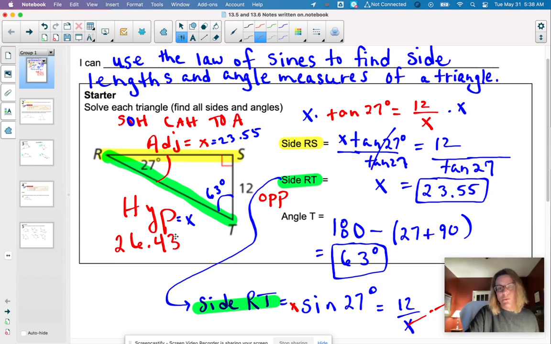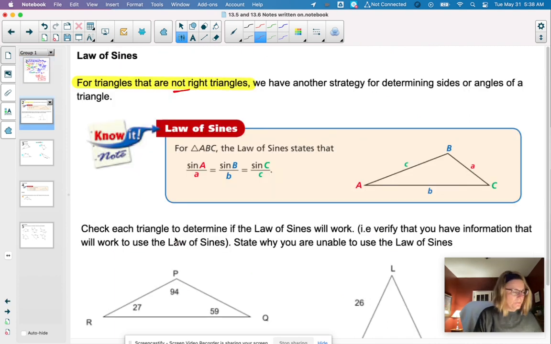So that's a review. You can use SOH-CAH-TOA when we have a right triangle. In today's lesson, in Law of Sines, what we're going to talk about is our other options for when we have triangles that are not right triangles. There we have another strategy for determining sides or angles of a triangle. And what we're going to use today is called Law of Sines.